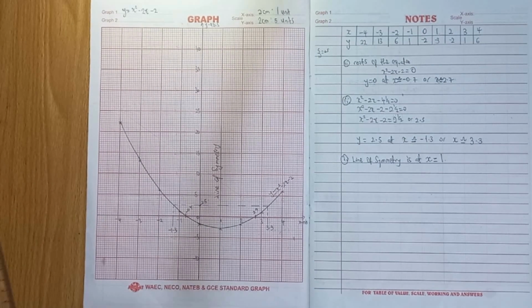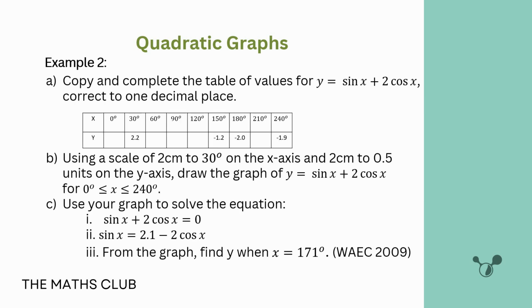Simple and short. So the next example says that we should copy and complete the table of values for y is equal to sine x plus 2 cos x, correct to one decimal place, using the scale of 2 centimeters to 30 degrees on the x-axis. Always note the scales. Don't do what they did not tell you to do. And 2 centimeters to 0.5 units on the y-axis.